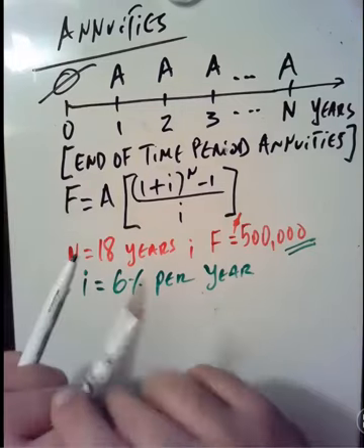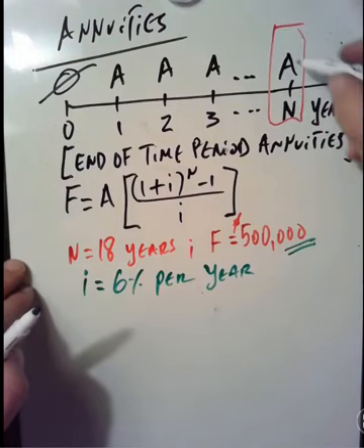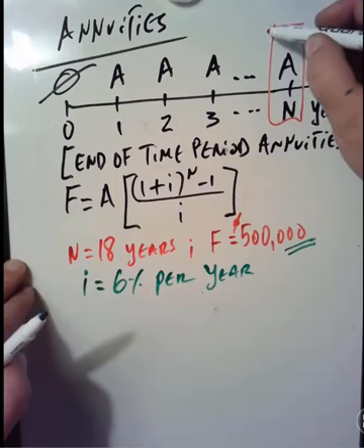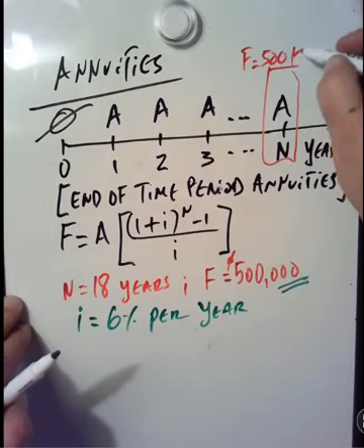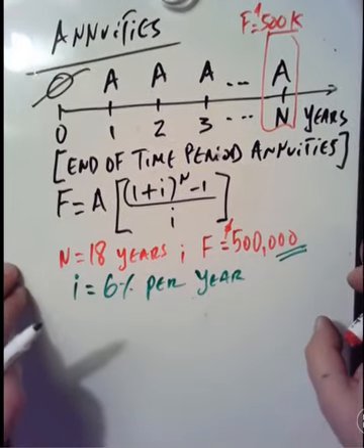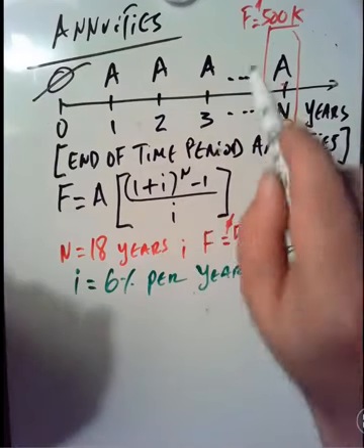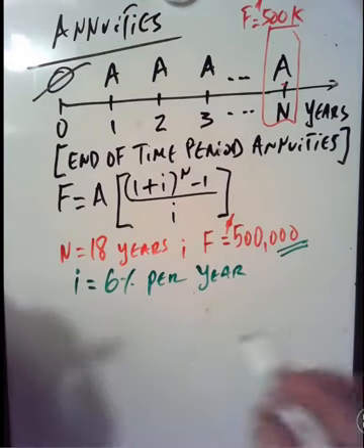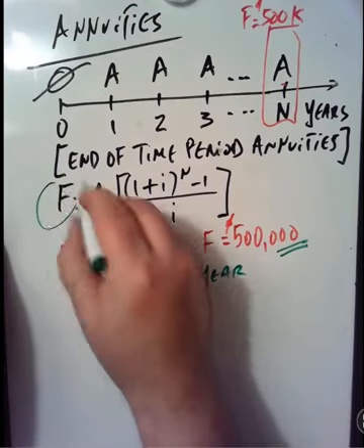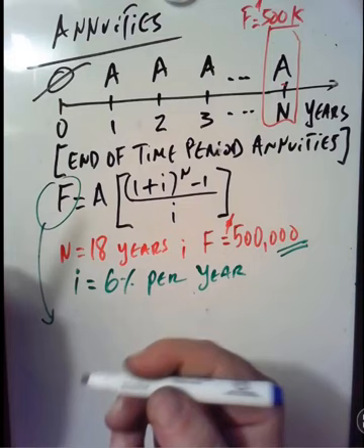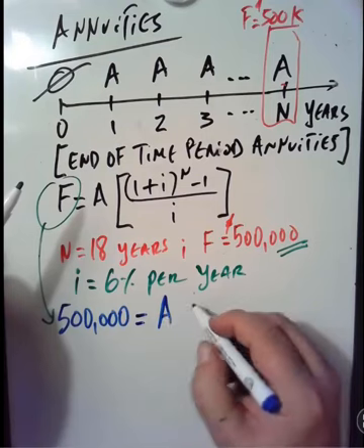So the goal is, I want the future value upon the last annuity to be $500,000. How much does A have to be? So just plug and play. The future value is $500,000. A is what I'm looking for.